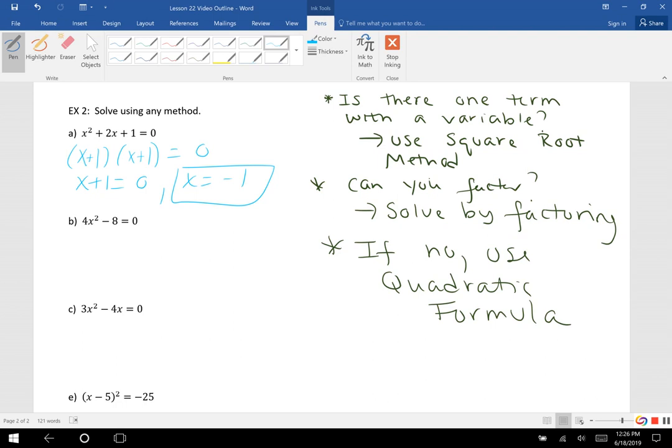Now, we could have used the formula, but it would have been a lot slower than simply recognizing that it has to be negative 1.